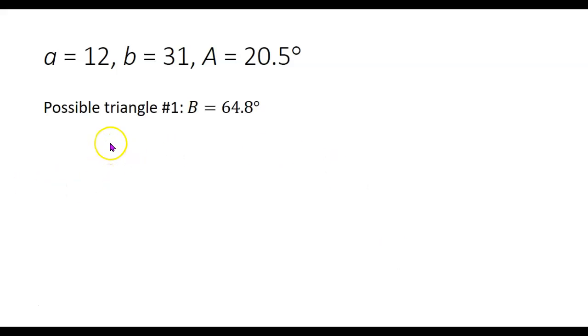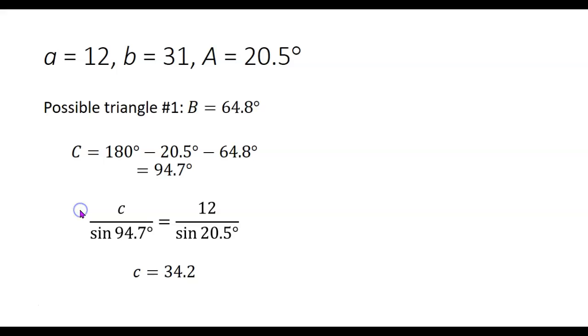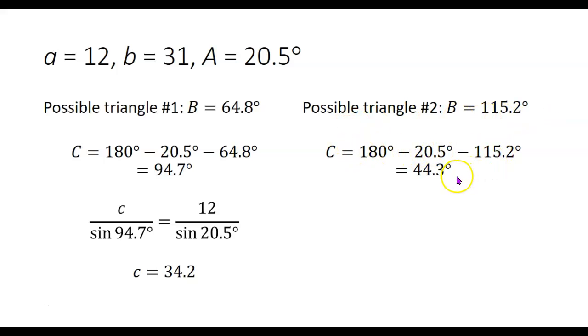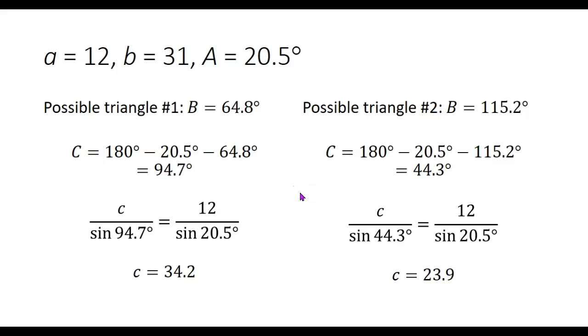They could both turn out to work. Possibility one is where B is 64.8 degrees, C is 94.7 degrees, and little c turns out to be 34.2 units in length. That's the side. Possible triangle number two is where B is 115.2 degrees. Then angle C would be 44.3 degrees. Side c, we work out with the law of sines. It turns out to be 23.9. And we haven't hit anything that doesn't make sense or doesn't work. So both of these are possibilities.